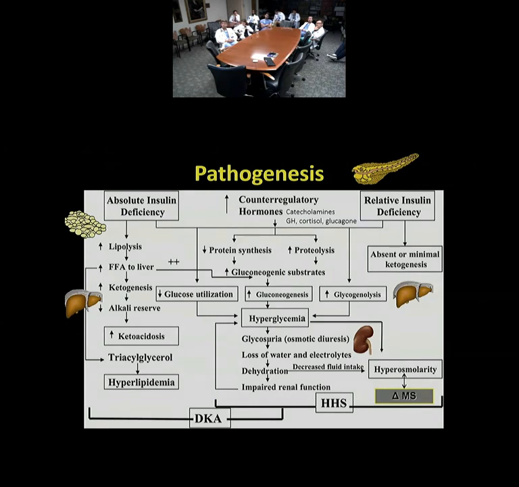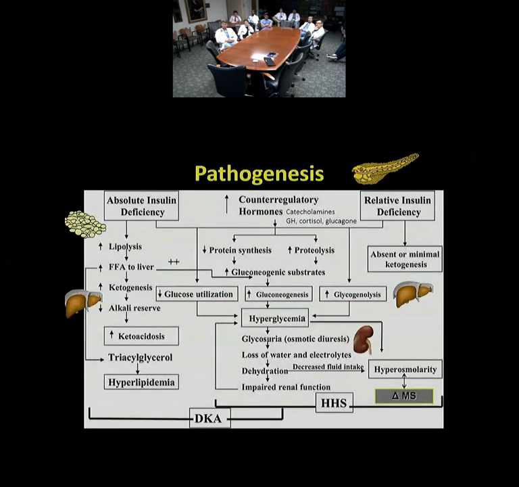Also, in conditions of insulin deficiency or relative insulin deficiency, you have an increase in counter-regulatory hormones, mainly catecholamines, growth hormone, cortisol, and glucagon. And so you have decreased protein synthesis and increased proteolysis, and this gives substrate for gluconeogenesis. So you have hyperglycemia. And from the hyperglycemia, you have glycosuria, so osmotic diuresis, loss of water, dehydration, and impaired renal function.